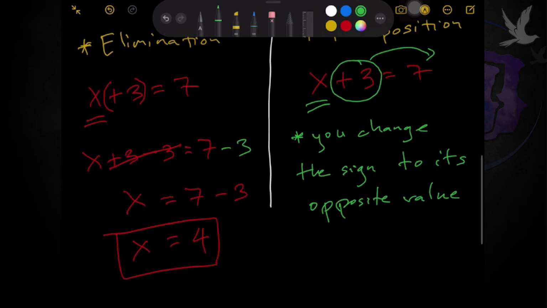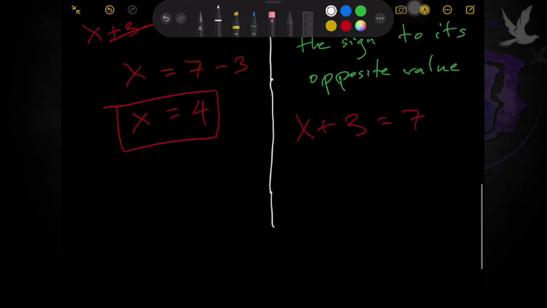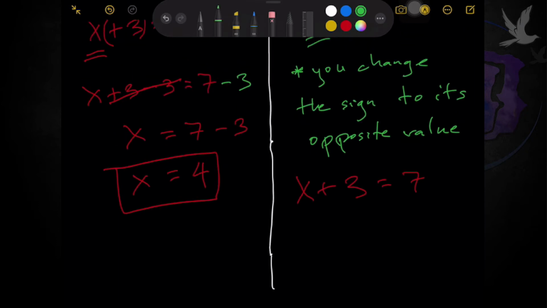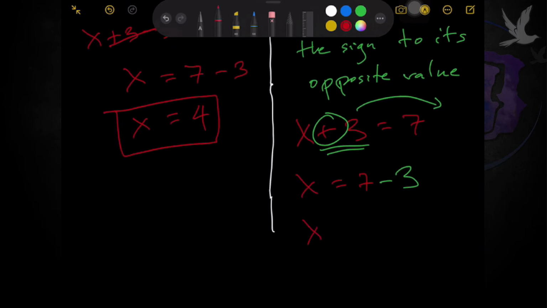Ibig sabihin, getting the value again, rewriting it, x plus 3 equals 7. Extend ko lang yung line. Which means in this case, you want to transfer positive 3 to the other side of the equation. Doing so, if you're going to transfer it to the other side of the equation, which is 3 nga, di ba? Take its opposite sign. Its sign here is positive. Once you're going to transfer it to the other side of the equation, it should now be equivalent to negative. Okay? So, doing so, x equals 7 minus 3, which is equivalent to 4.